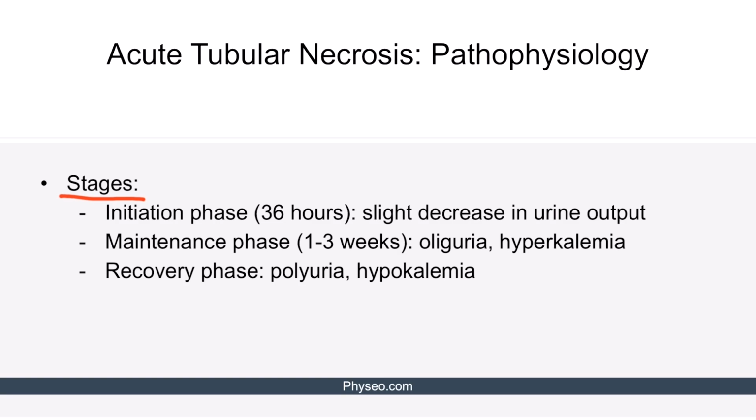Acute tubular necrosis can be divided into 3 stages. Initiation phase is up to 36 hours of the disease process, which is mainly characterized by a slight decrease in urine output as it takes time to develop significant renal compromise. Maintenance phase occurs within 1 to 3 weeks and is characterized by oliguria and hyperkalemia. And lastly, recovery phase is characterized by polyuria and hypokalemia. We see polyuria and potassium wasting in the recovery phase because GFR normalizes earlier than reepithelialization of tubules, resulting in increased urine production but a lack of reabsorption.